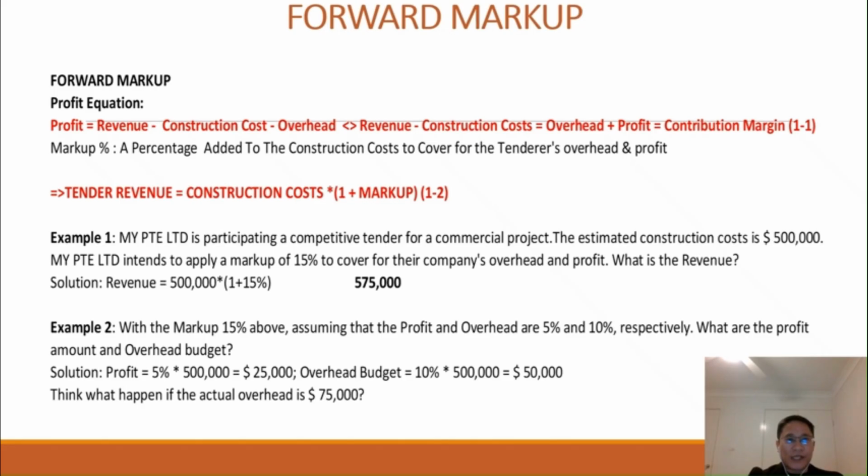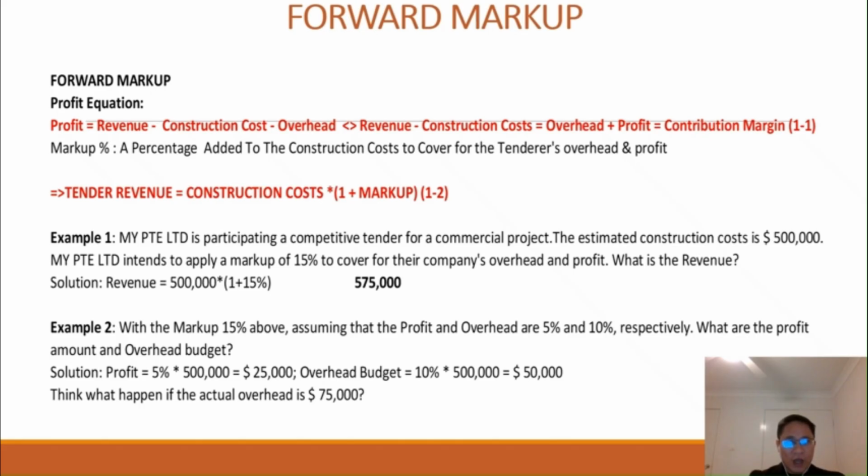From the profit equation, alternatively, we have revenue minus construction cost is equal to overhead plus profit. And in reality, overhead plus profit is contribution margin, which we often hear from the management. They always ask, what is contribution margin? So keep in mind overhead plus profit is contribution margin.